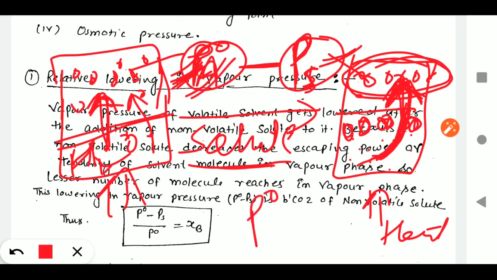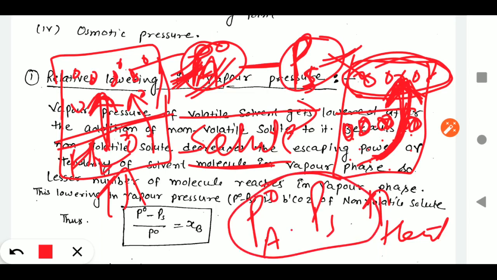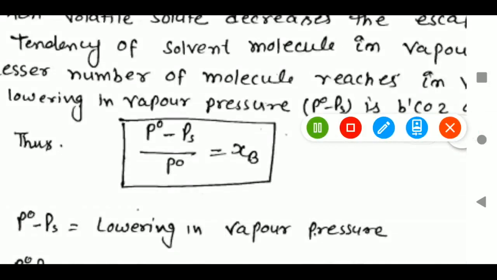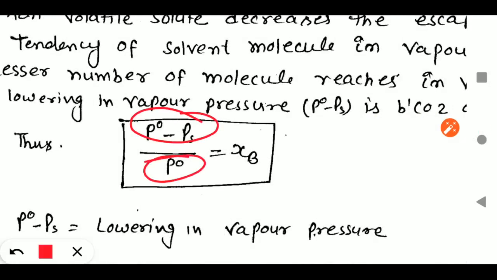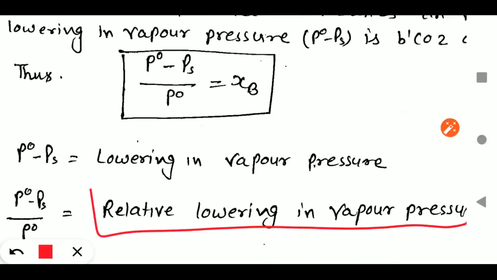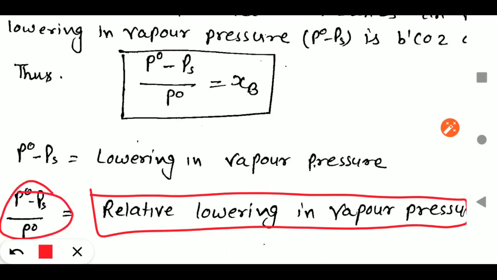So the difference, P naught A minus PS, is known as lowering in vapor pressure. Suppose in the absence of solute its value is 500 mm, but on adding solute its value is 300 mm. So how much is the lowering? 500 minus 300, that is 200, is the lowering in vapor pressure. But if I divide the lowering in vapor pressure by the pure vapor pressure, then it is known as relative lowering in vapor pressure. This is P naught minus PS, divided by P naught.